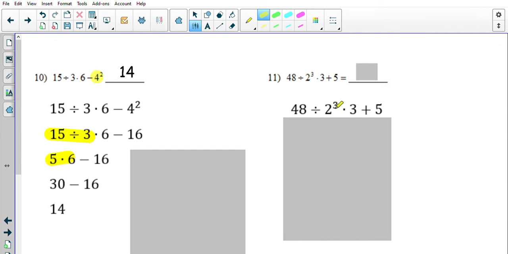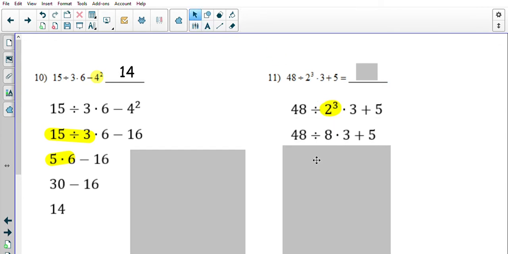2 to the third power is 2 times 2 times 2, or 8. So we have 48 divided by 8 times 3 plus 5. Let's work left to right with that multiplication and division. 48 divided by 8 is 6.